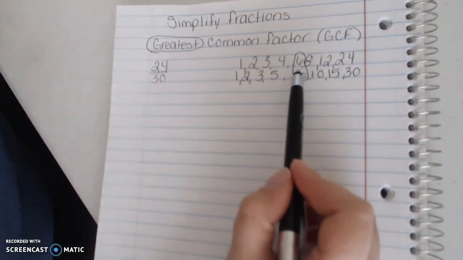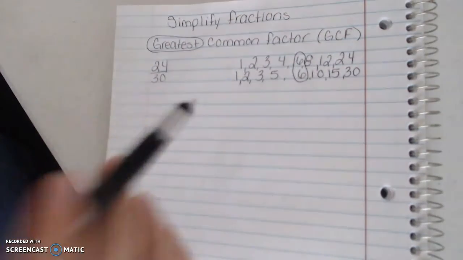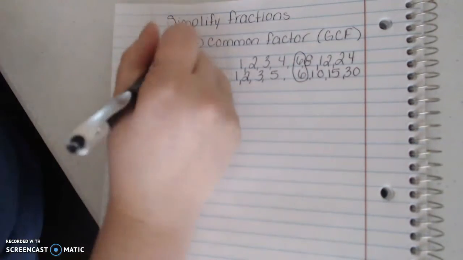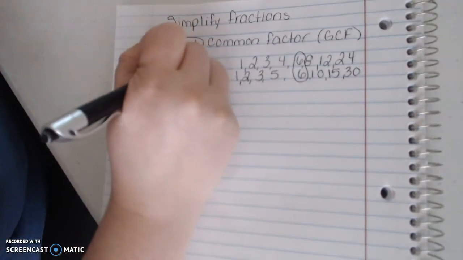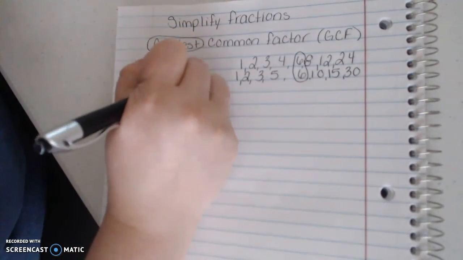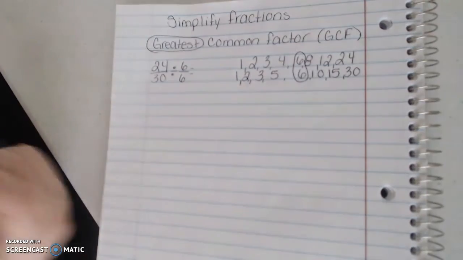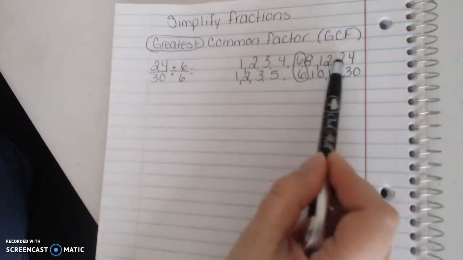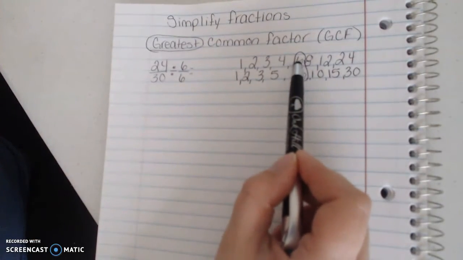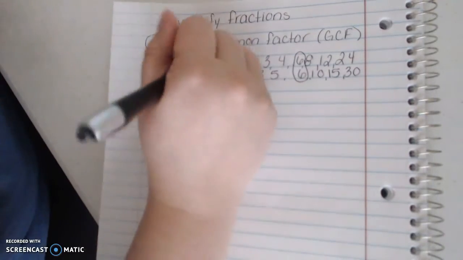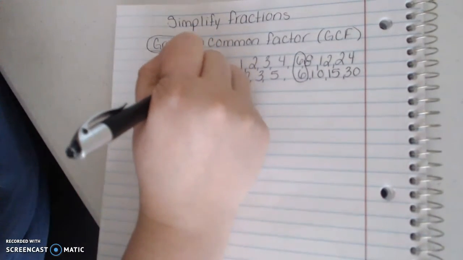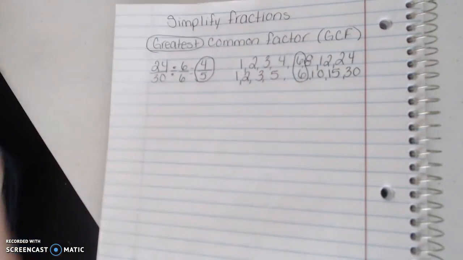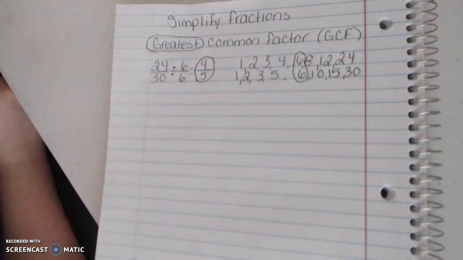So what I want to do is take this number and divide the numerator and the denominator by this 6. So I want to say 24 divided by 6 and 30 divided by 6. And I already did the work over here, so I could just see what I had to multiply by 6 to get 24. So that's going to be 4. And 30 divided by 6 is 5. So that, my friends, is simplified. So 24/30ths gets simplified to 4/5.